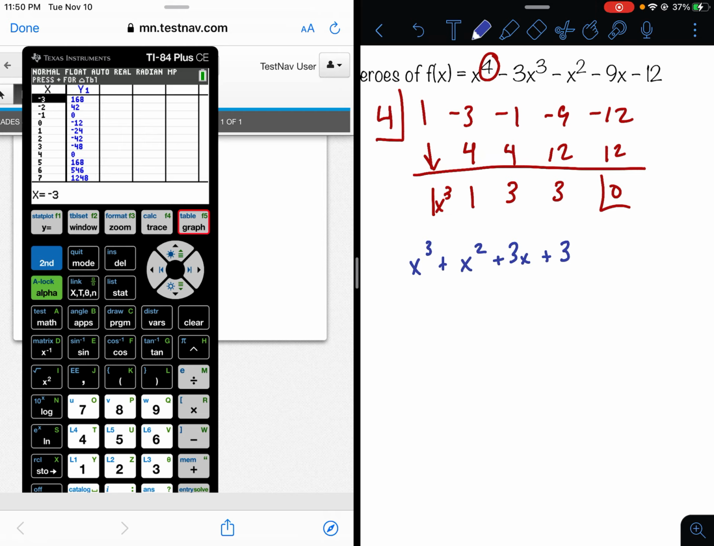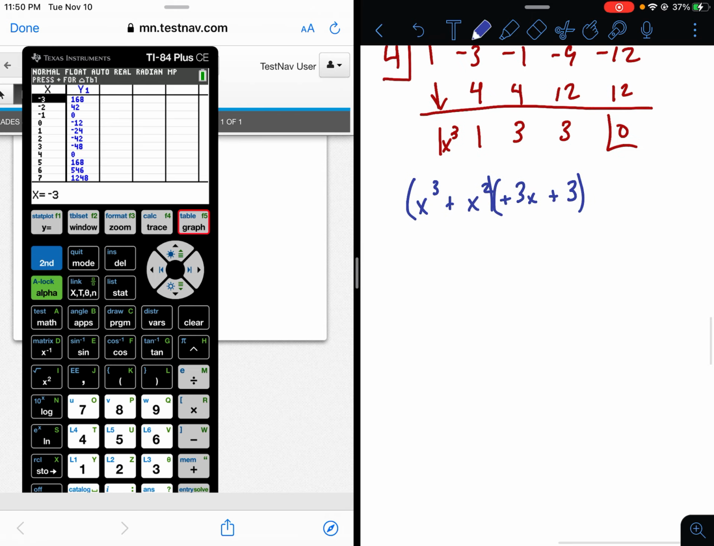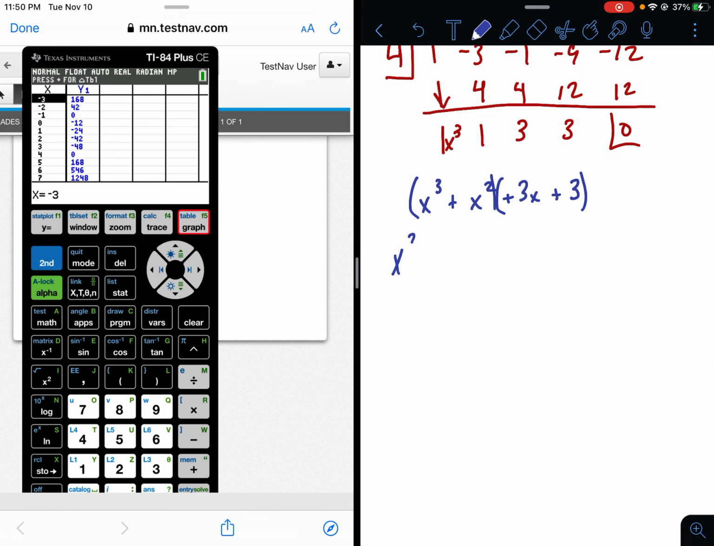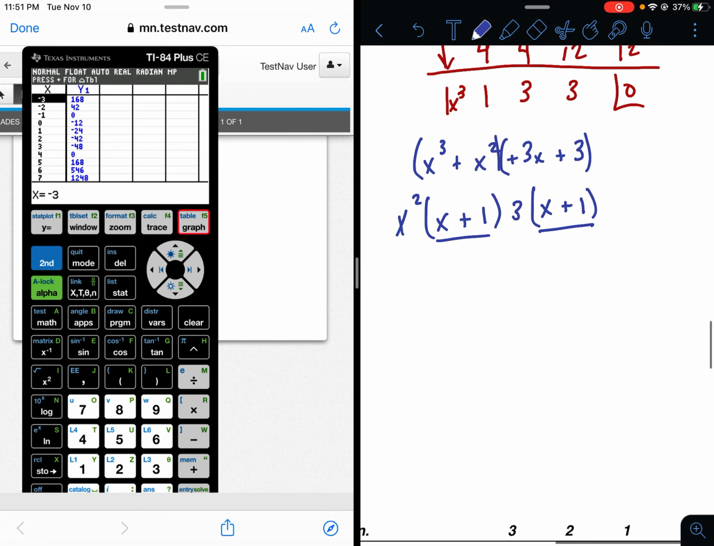I don't have a quadratic, so I can't use quadratic formula, but I do have a cubic with 4 terms, and when we have 4 terms, we can try to use grouping. So let's see if this works out. Take out a GCF. In the first one, you get x squared, leaving x plus 1, since x squared divided by x squared is 1. In the second one, you get 3 as your GCF, making that x plus 1, since 3 divided by 3 is 1. And so it does work, and I know I did that right because the parentheses are the same.